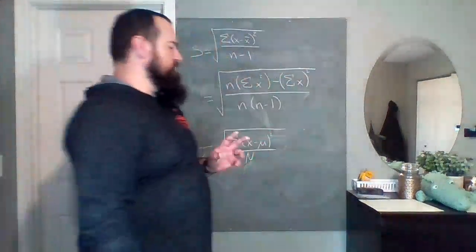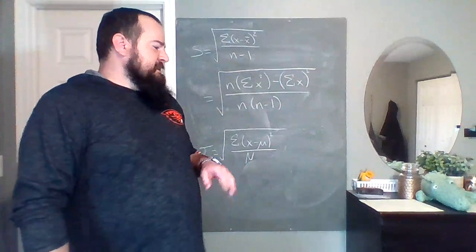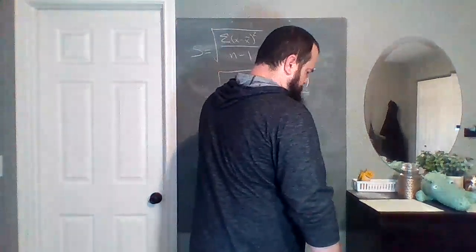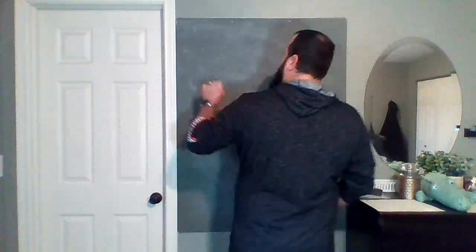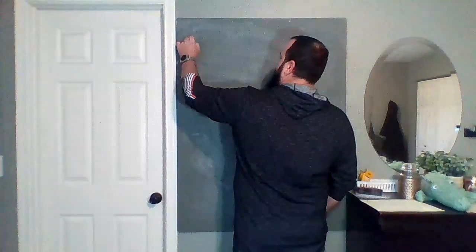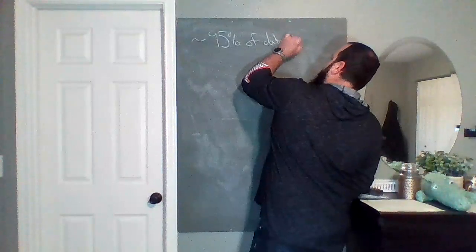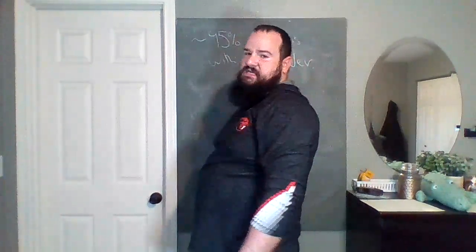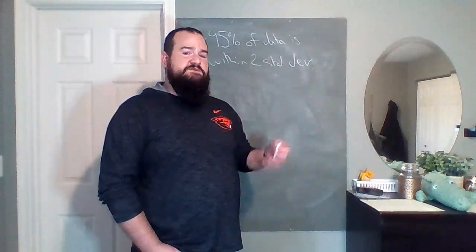Now, what's really cool is we can use this to identify an unusual value, something that is unusually far away from everything else. The way we use that is very simple. The range rule of thumb is what it's called. What the range rule of thumb basically tells us is that about 95% of data is within 2 standard deviations. And so we can simply say something is unusual if it's beyond 2 standard deviations away from our mean.